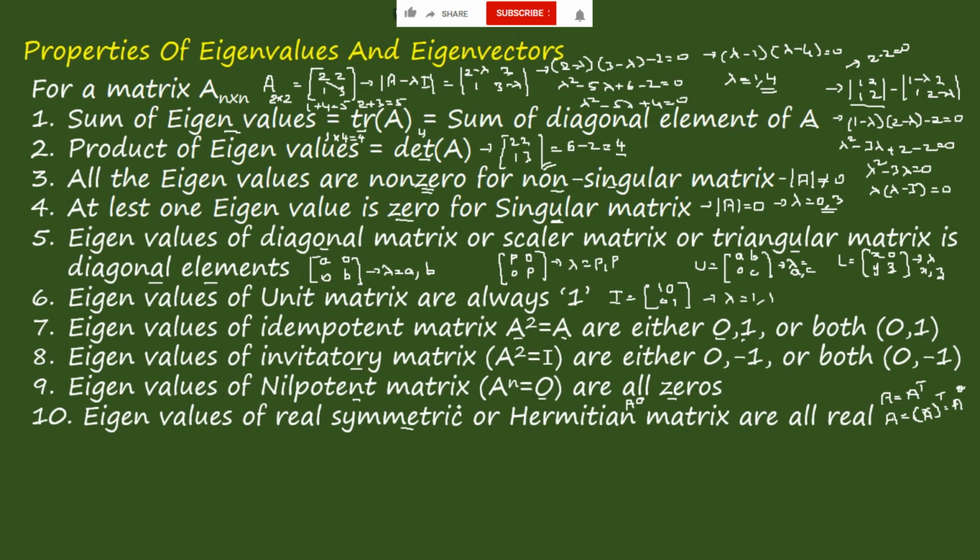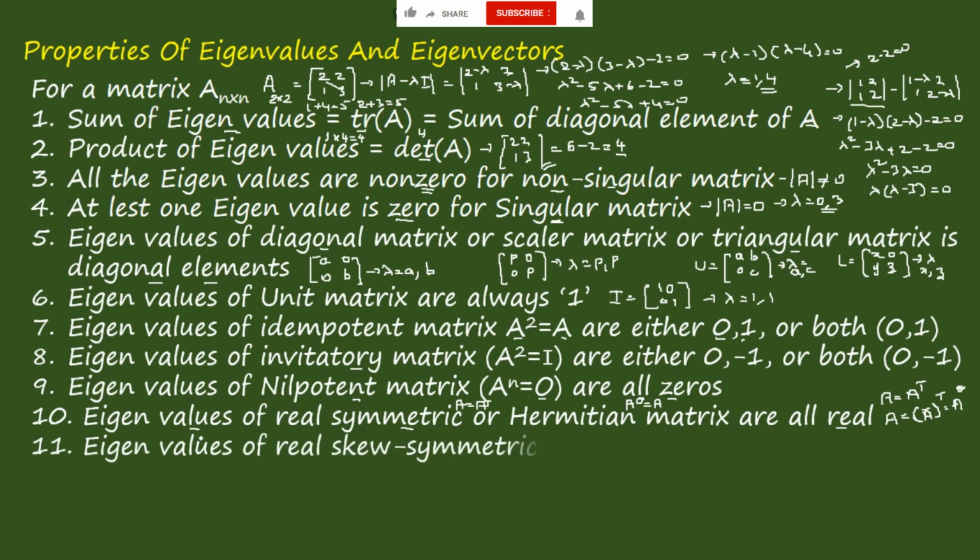Then a symmetric matrix, right, where A is equal to A transpose. Here A power theta is equal to A in the case of a Hermitian matrix. Then we get the eigenvalues as real numbers. Okay. Come to the next one.